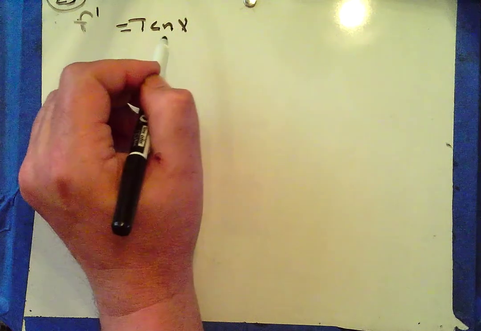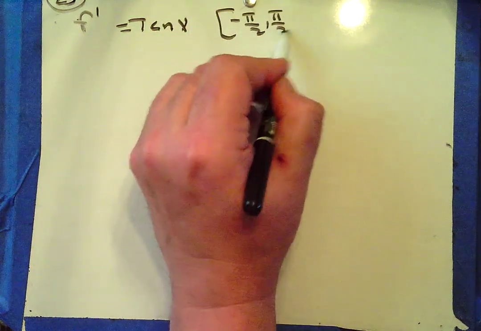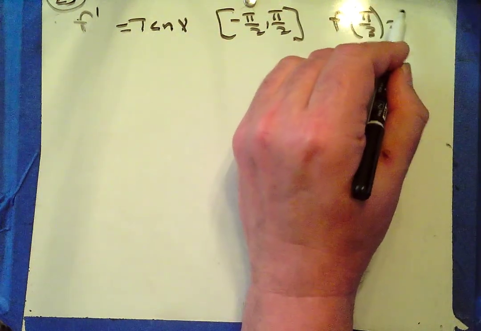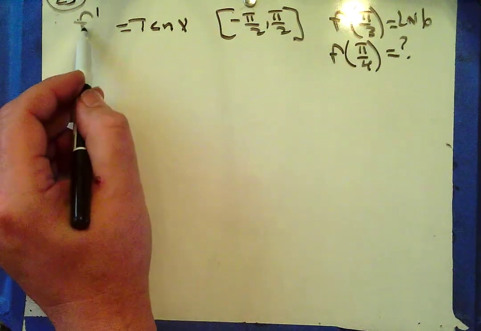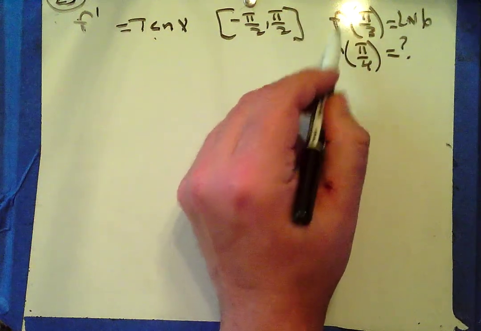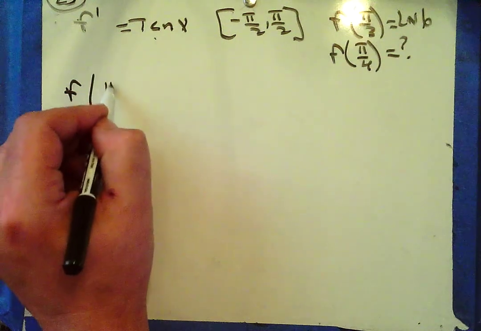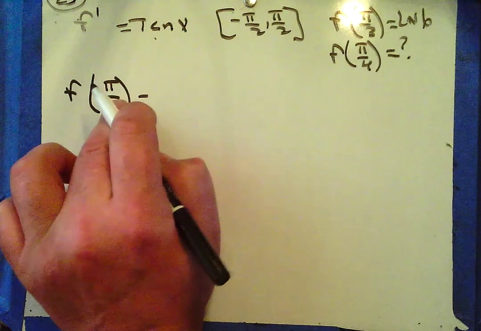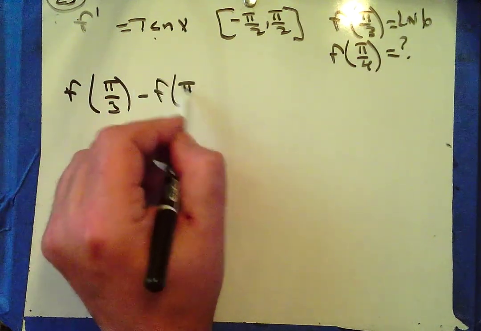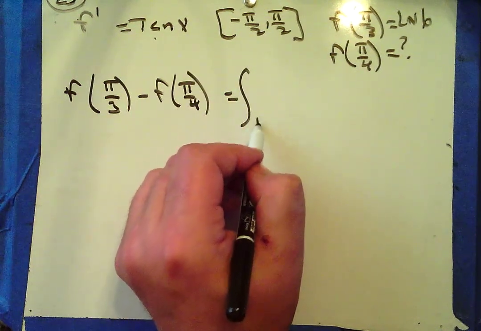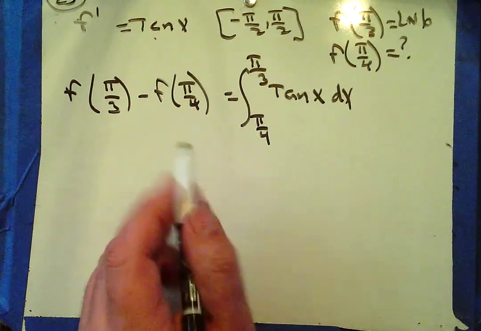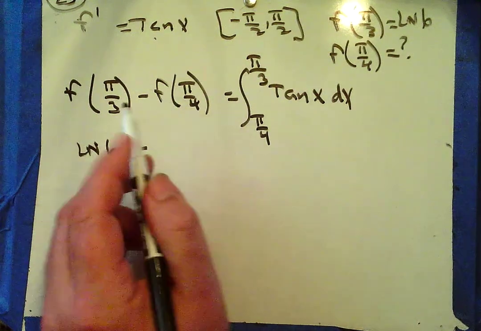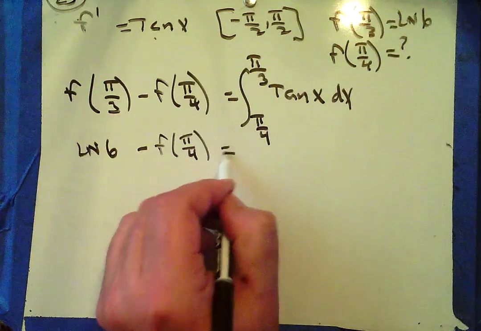How about 23? F prime equals tan x on negative pi over 2 to pi over 2. F of pi over 3 equals ln of 6. What's f of pi over 4? Well, the way I think about this is they've given me a derivative function and they've given me these two antiderivative points. I think f of pi over 3 minus f of pi over 4 equals the integral from pi over 4 to pi over 3 of tan x dx. Okay, and what do we know? We know this is ln of 6 minus f of pi over 4 equals this integral.